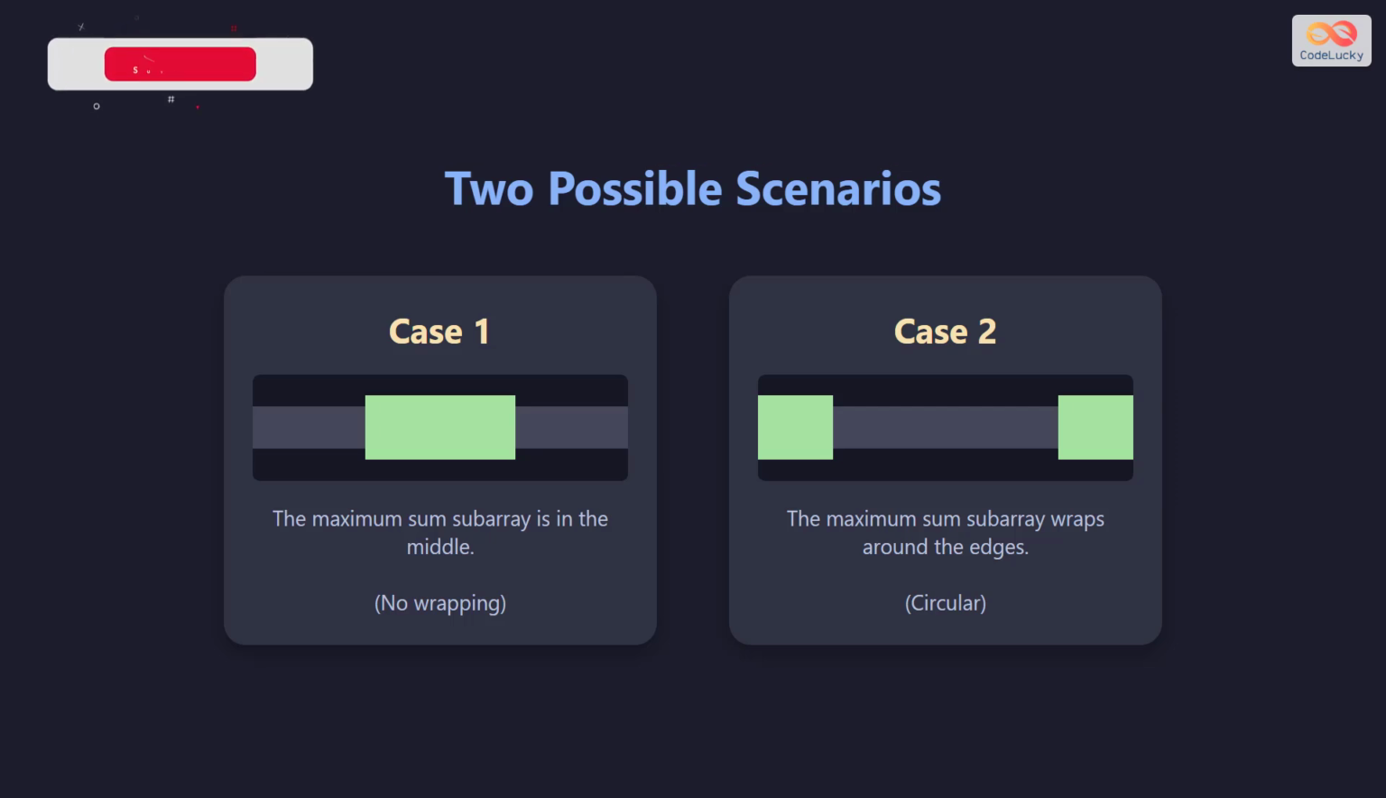When solving this, we only need to consider two scenarios. Case 1 is where the maximum sum subarray sits normally inside the array, just like in a standard non-circular problem. Case 2 is where the maximum sum subarray wraps around the edges, effectively connecting the tail and the head of the array.